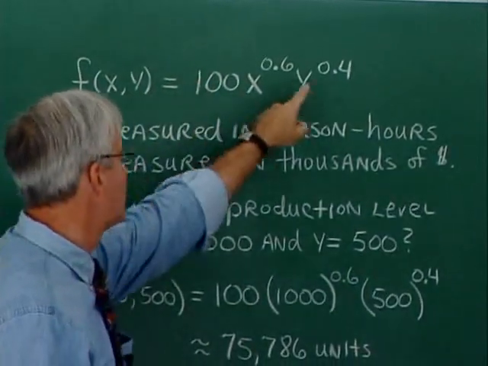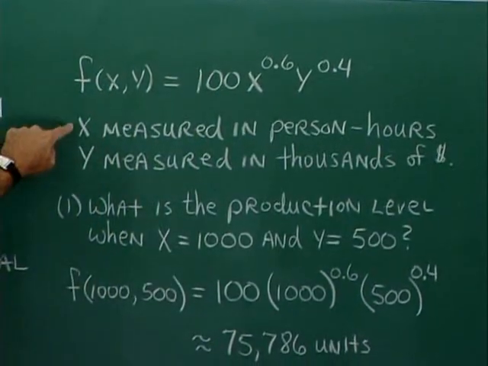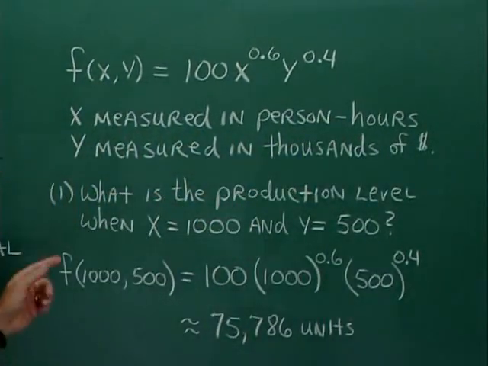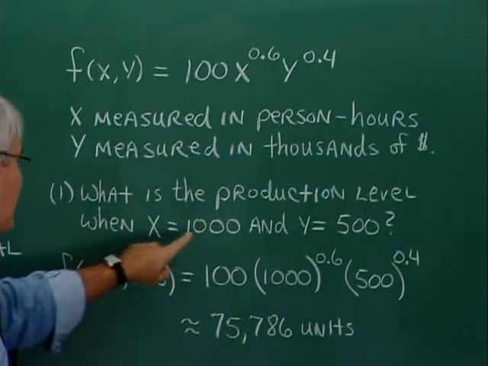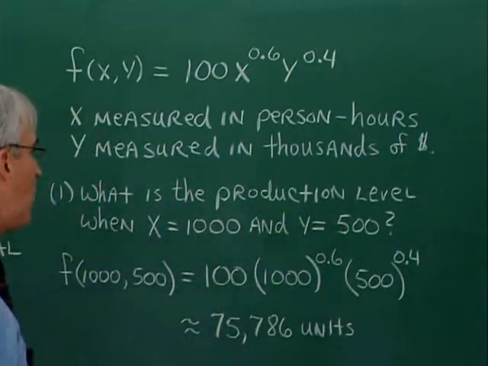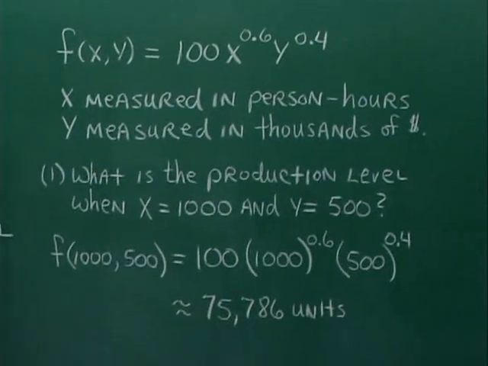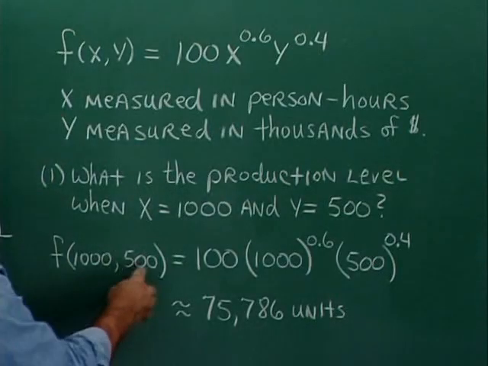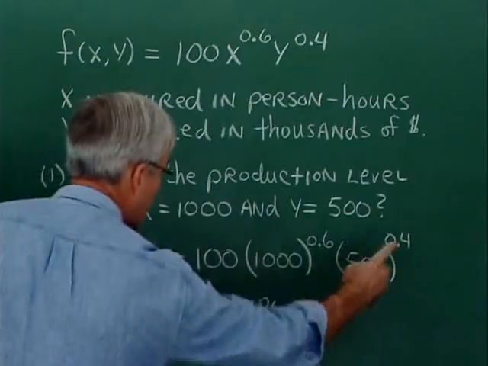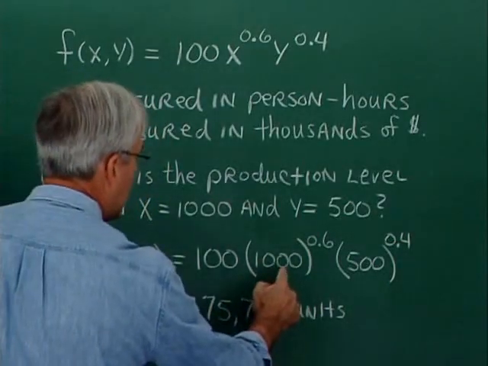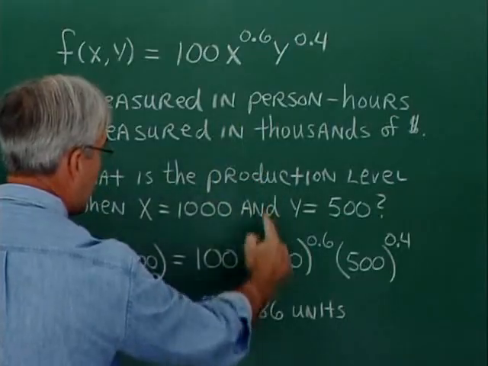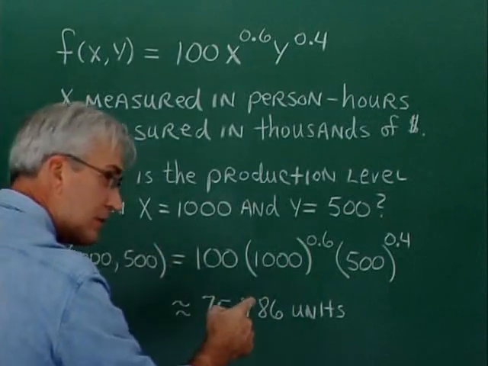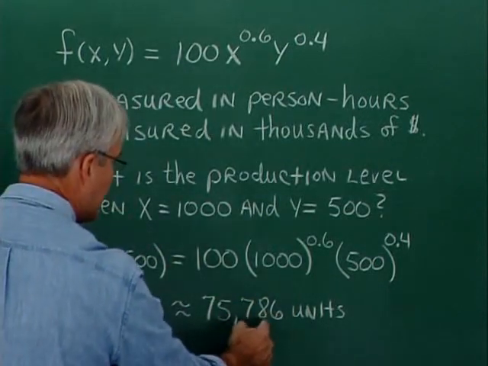f(x, y) is equal to this expression. Now, x is measured in person-hours and y is measured in thousands of dollars, and we'd like to know the production level when x is 1,000 and y is 500. All we do is plug in, just as we would with any other function. f(1,000, 500) means replace x with 1,000 and replace y with 500 and evaluate the expression. So we just pop 1,000 in place of the x from up there and 500 in place of y, punch the calculator, and we find the number of units under these circumstances to be 75,786.